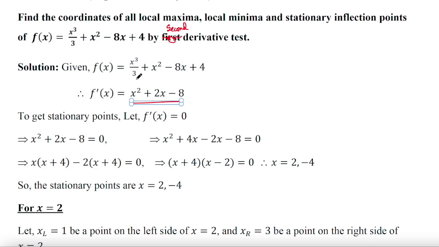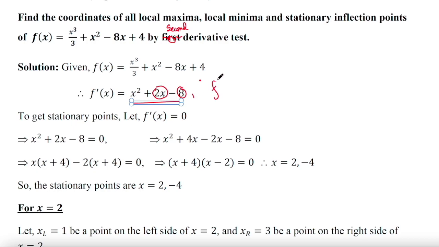So 3 and 3 will cancel. You will get x square. And the derivative of x square is 2x, and the derivative of minus 8x equals minus 8. So this is the first derivative.